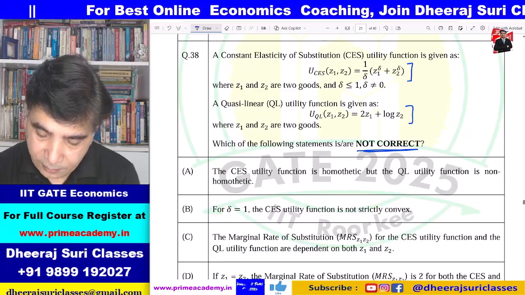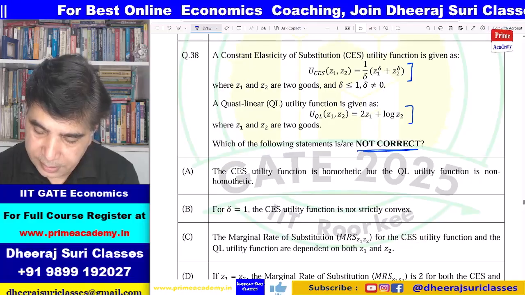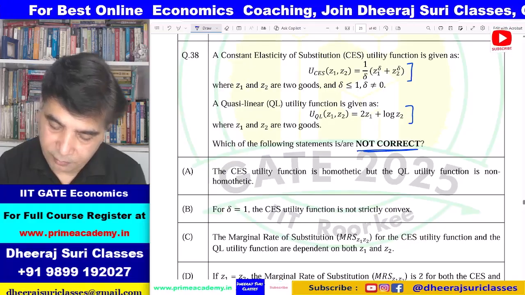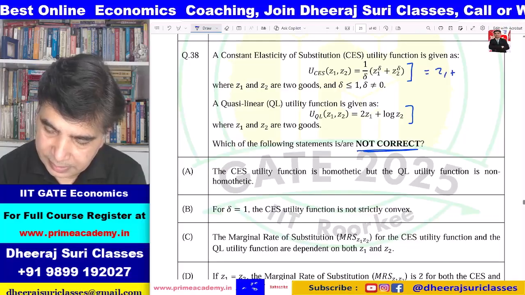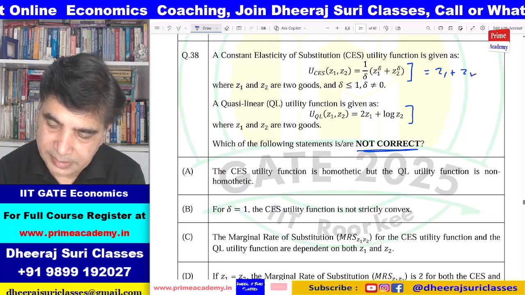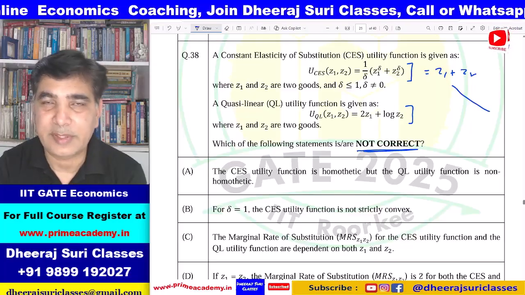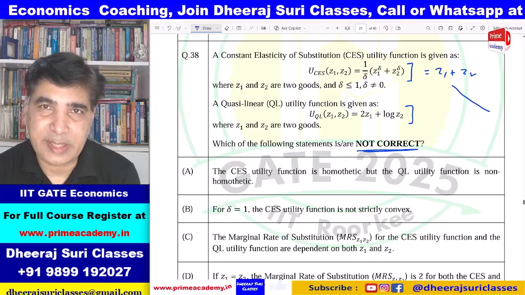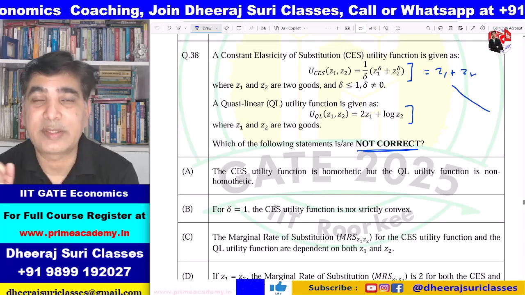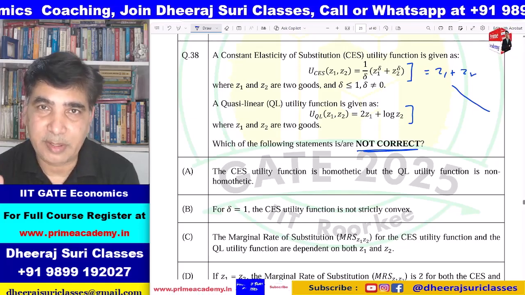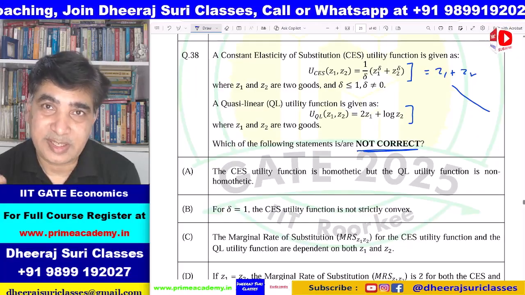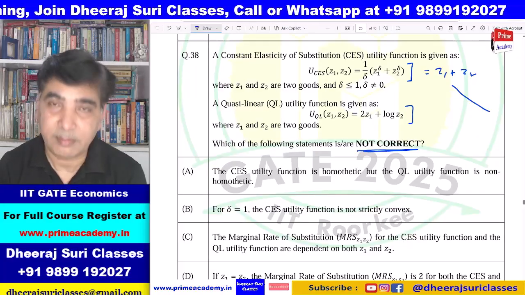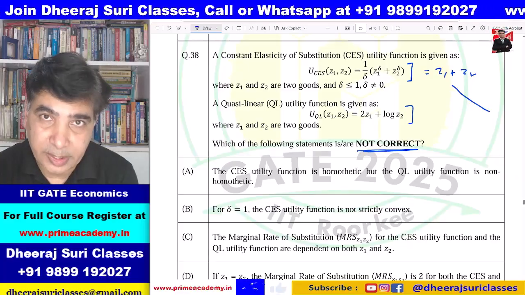Then it says for del equal to 1, the CES utility function is not strictly convex. Again, it is correct. When you say del is 1, the function becomes z1 plus z2. U is z1 plus z2, it represents a straight line. When we are dealing with a straight line, it is not strictly convex, because a straight line can be convex and can be non-convex, concave. So it is not strictly convex. So again, this is correct, but I am trying to find out something which is not correct. So B is not my answer.